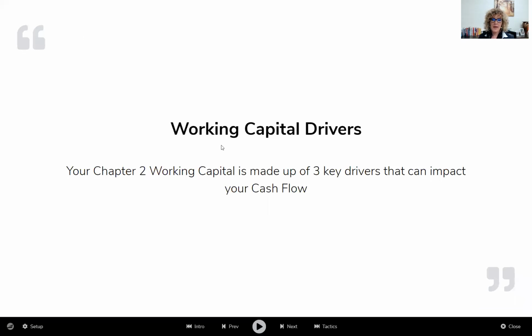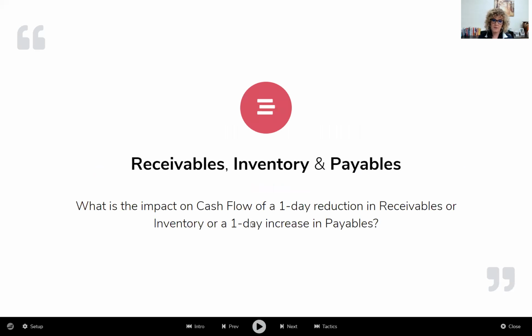With working capital drivers, as we said, there are 3 key drivers. These drivers only affect your cash flow. They do not affect your profitability. They're receivables, inventory or work in progress, and payables. We want to look at what a 1-day reduction in receivables, a 1-day reduction in inventory or work in progress, and a 1-day increase in payables does to your cash flow.